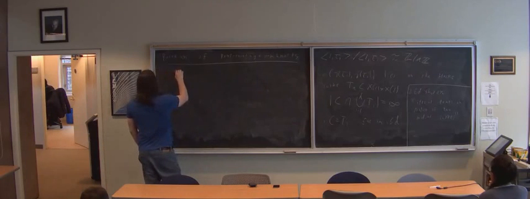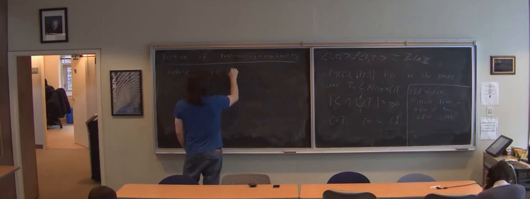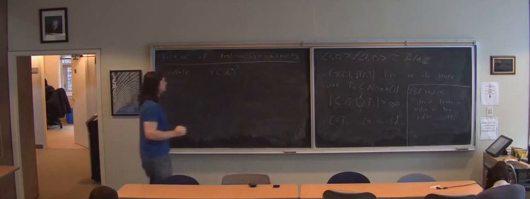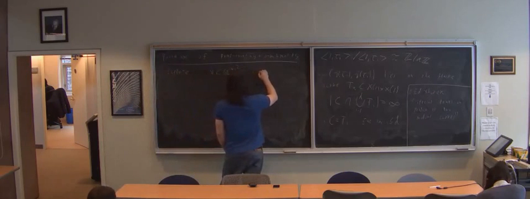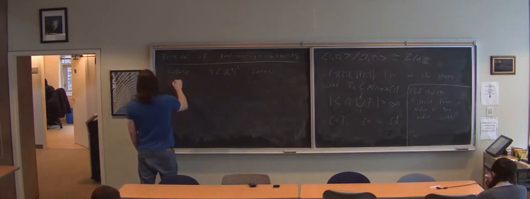So suppose that V in C star squared contains lots of roots of unity, lots of torsion points, infinitely many torsion points.